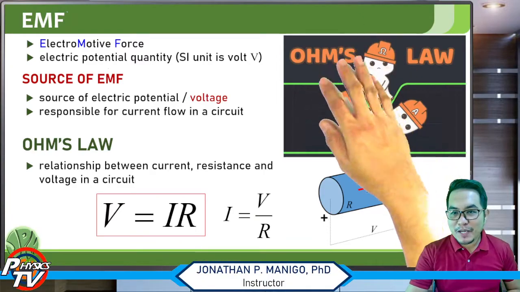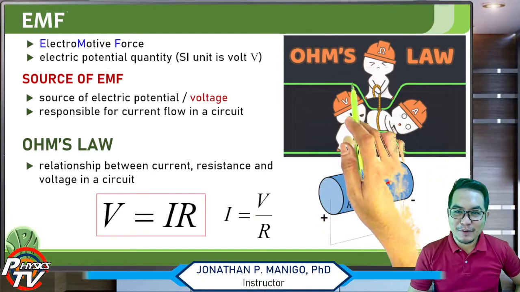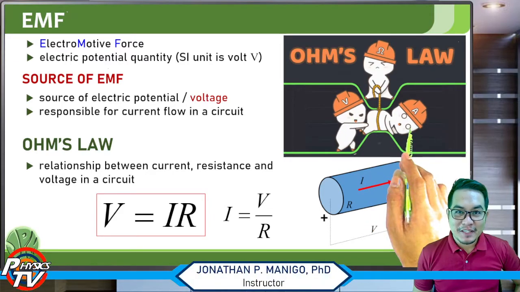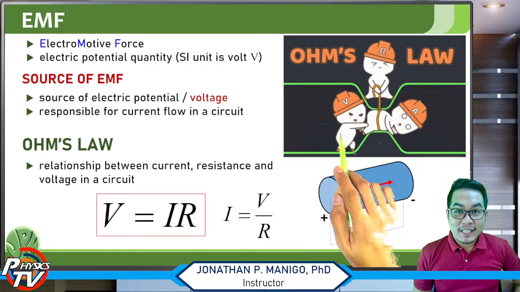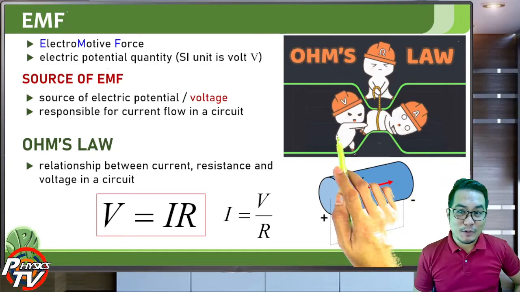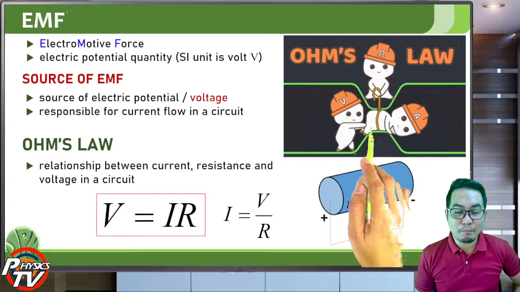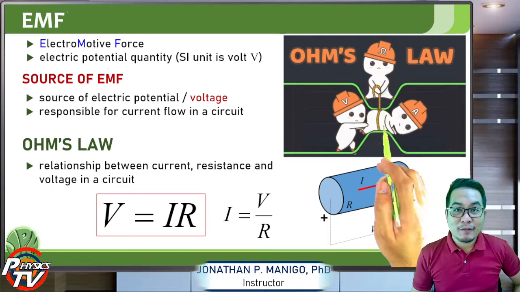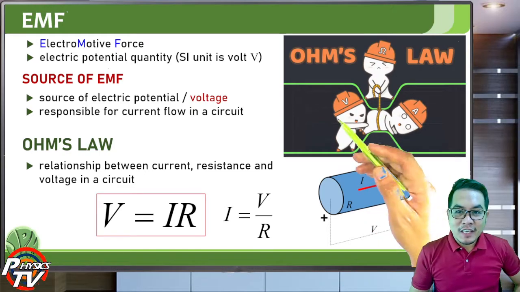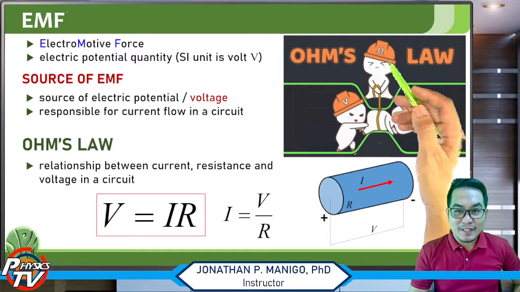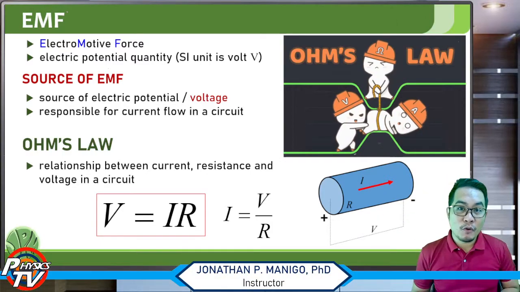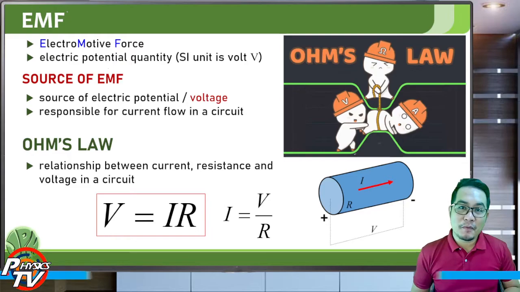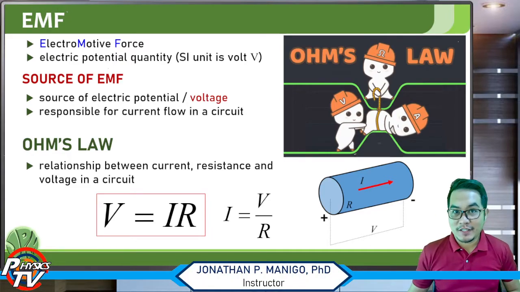So this is a picture depicting Ohm's law. The voltage in volts, the resistance in ohms, and the current in amperes. The voltage is the one responsible for current to flow in a material. It's the one pushing the current to flow. And the purpose of the resistance is to resist the flow of current. So together, the voltage and the resistance control the flow of current. They can increase the flow of current, or they can decrease the flow of current in a material or in a circuit.